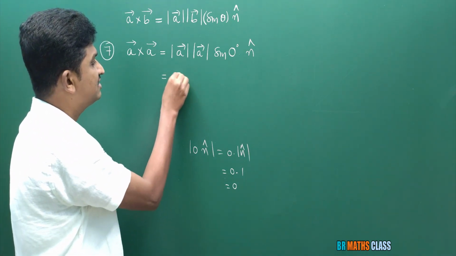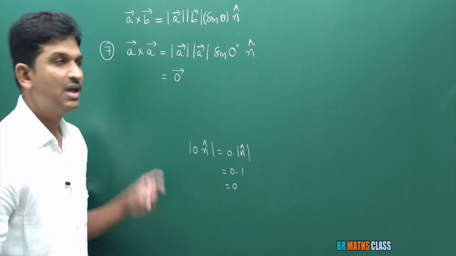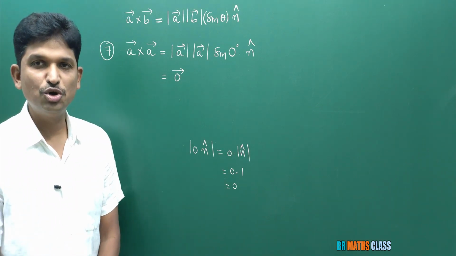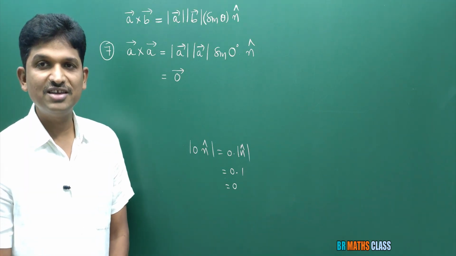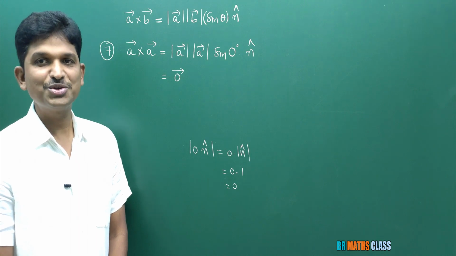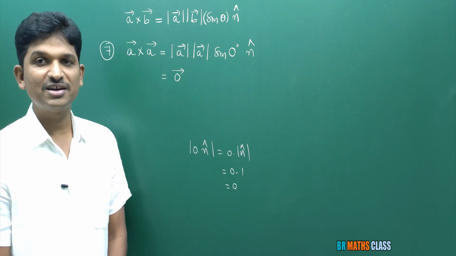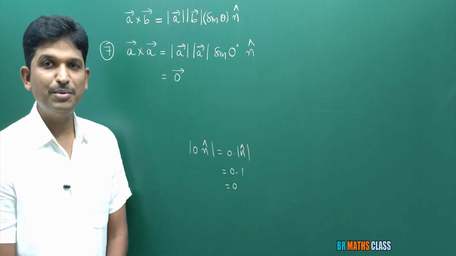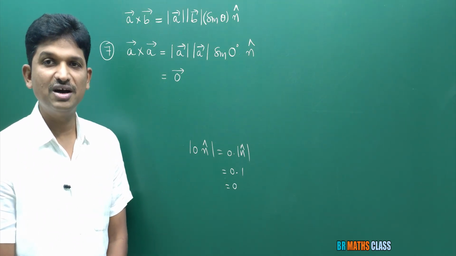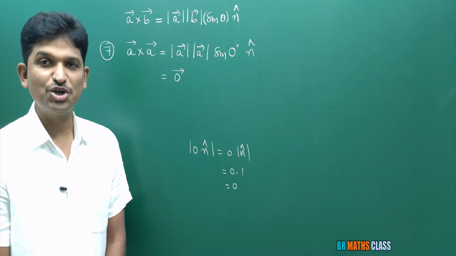So you learned this 7th formula. What is this? A bar cross A bar is 0 bar. Not only A bar cross A bar, B bar cross B bar is also 0 bar. C bar cross C bar is also 0 bar. So what is the 7th formula? A bar cross A bar is 0 bar. B bar cross B bar is 0 bar.